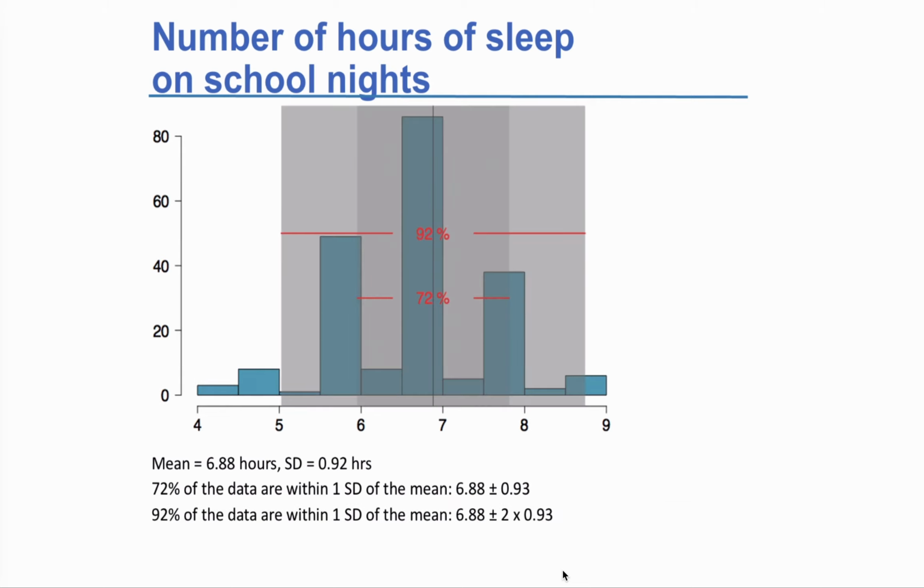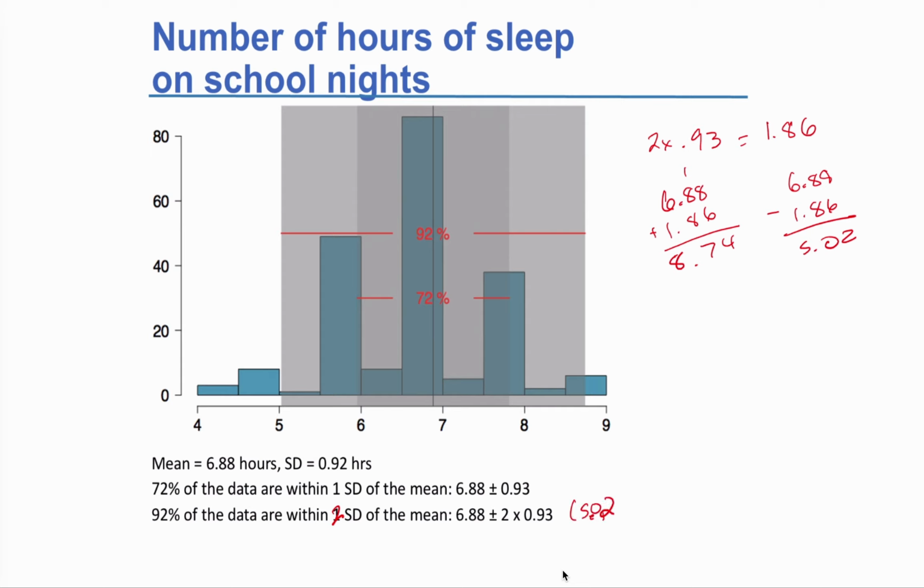Within 2 standard deviations of the mean. So 2 times 0.93 would be 1.86. So 6.88 plus 1.86 is going to be 8.74. And 6.88 minus 1.86 is going to be 5.02. So from 5.02 hours to 8.74 hours, if you look at the data set, you get 92% of the data within there.